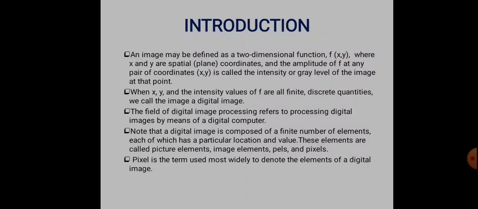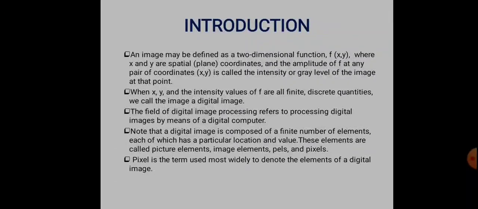When x comma y and the intensity values of f are all finite, discrete quantities, we call the image a digital image. As I already said, if the image is in the form of discrete values, it is called a digital image, correct? Here the location x comma y, which is the spatial coordinates, and the amplitude are all finite digital quantities, so it is called a digital image. The field of digital image processing refers to processing digital images by means of a digital computer. So for processing the images we use a digital computer.